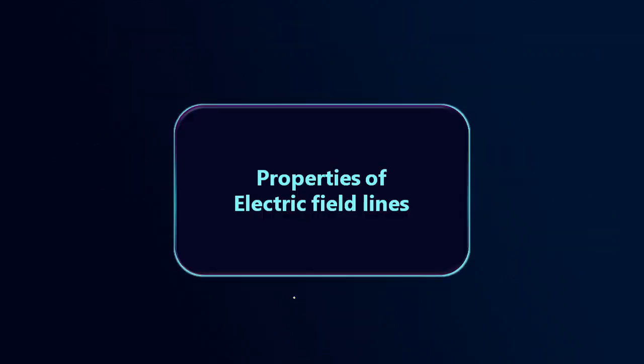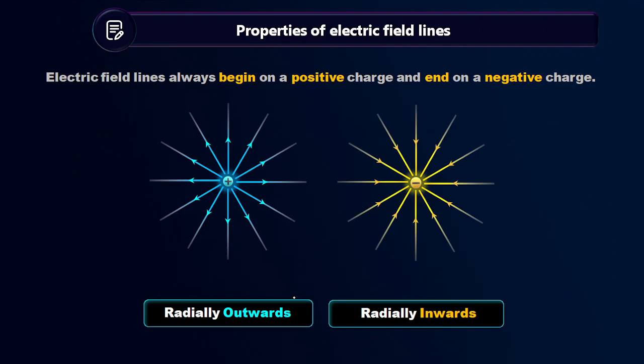Now let us see properties of electric field lines. So property 1 and 2. Electric field lines always begin on a positive charge and end on a negative charge, or in simple terms, electric field lines originate from positive charge and terminate on negative charge. Okay, and the direction will be, if we have isolated charges, not nearby, then for a positive charge it will be radially outward, and for a negative charge it is radially inward.